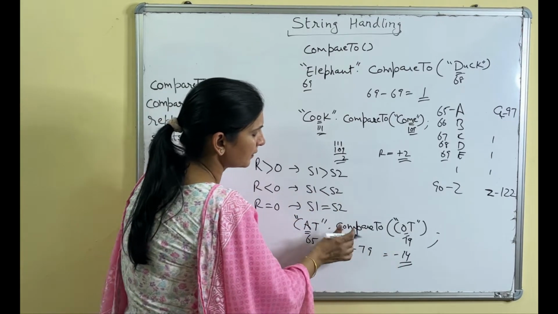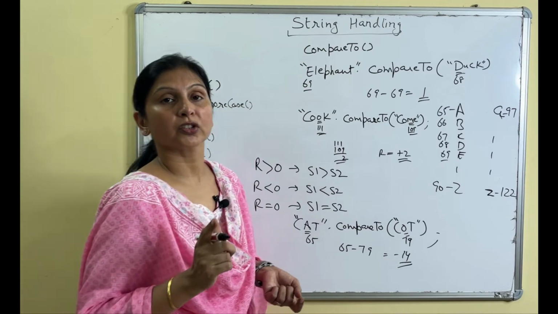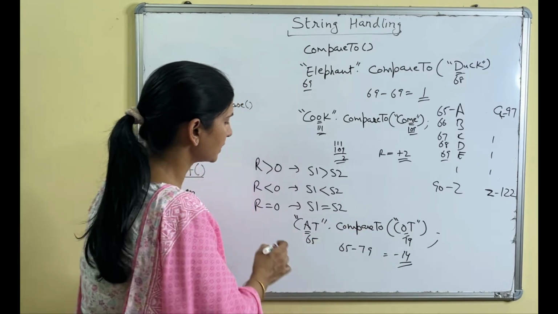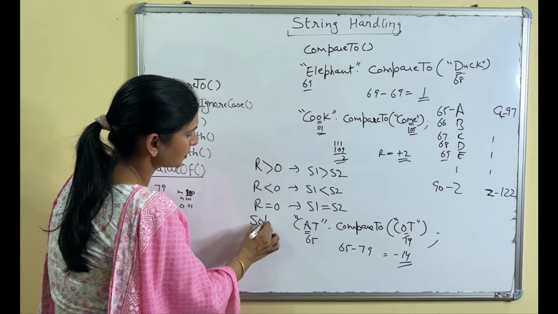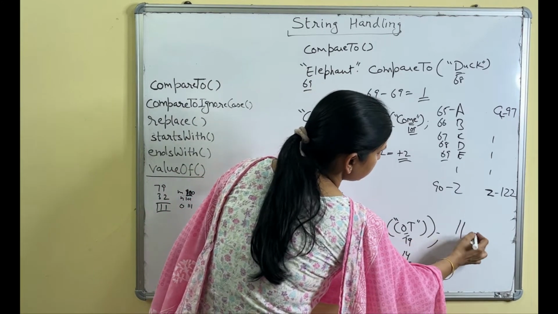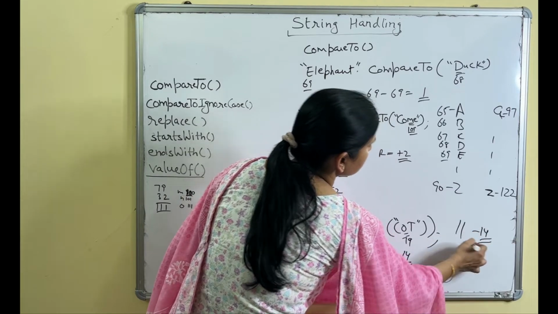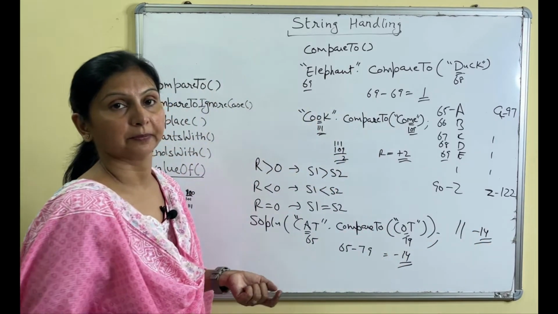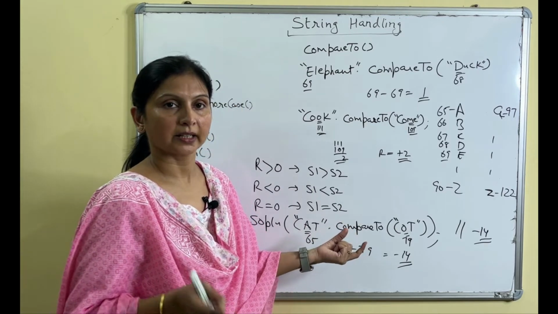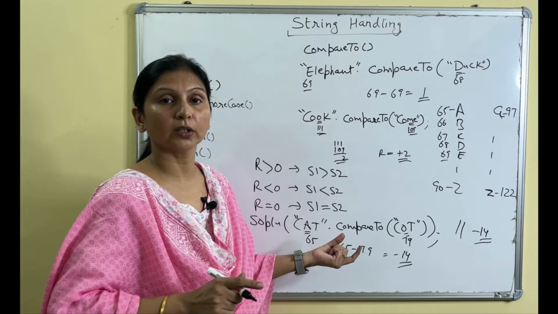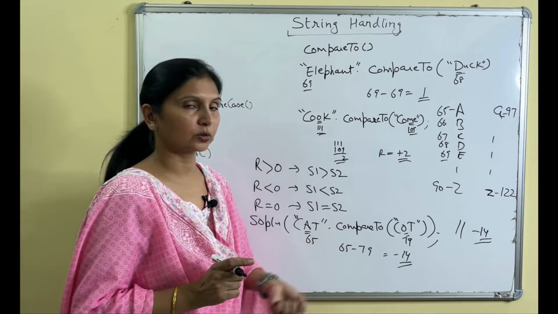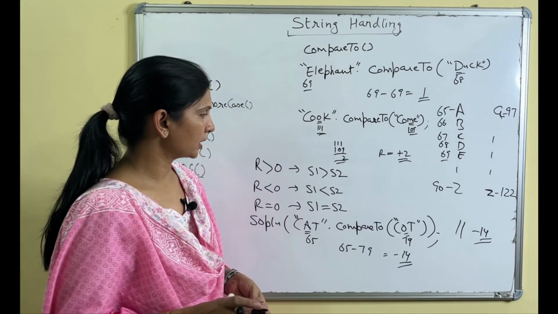Now always remember that the compareTo function always returns int. So if I display this with SOPLN, then it should give minus 14. So minus 14 will be displayed. The compareTo function returns int. And we have already done that the equals function returns boolean and compareTo returns int. I hope you have understood.